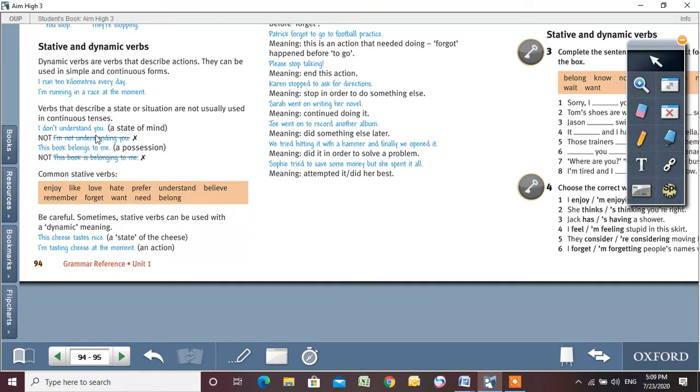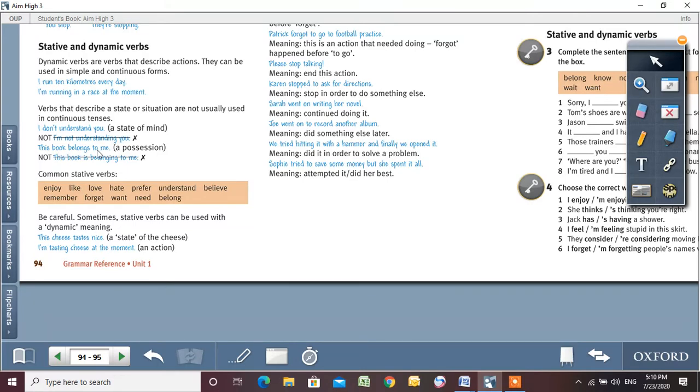For example, verb understand. It's a state of mind. So you cannot use verb understand in the present continuous tense because it's a stative verb. So you can use it only in the present simple. I don't understand you, but you cannot say I am not understanding you. It's wrong.